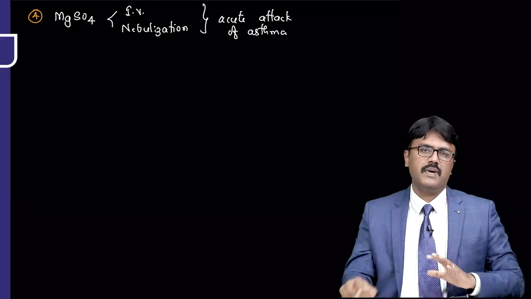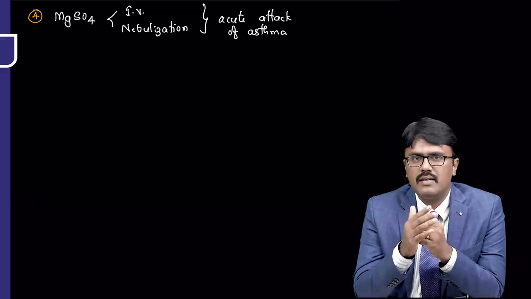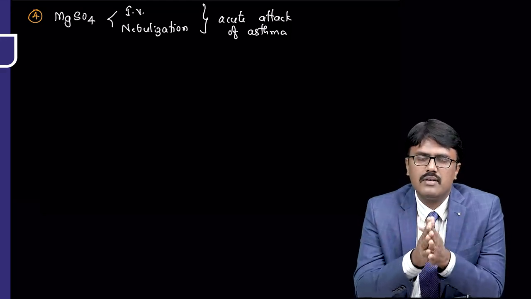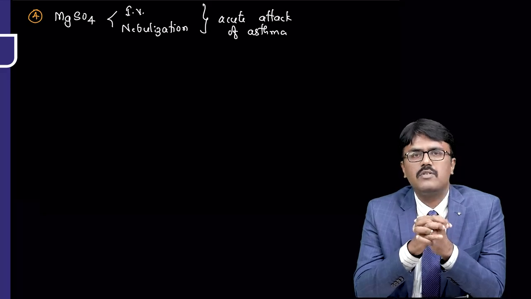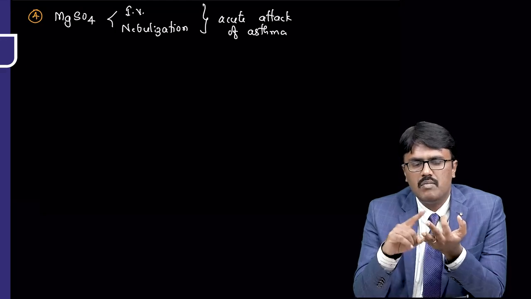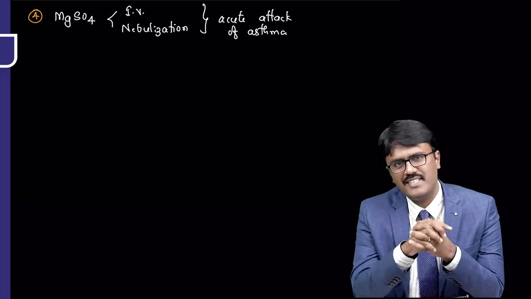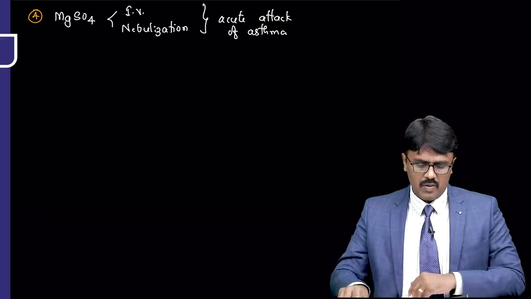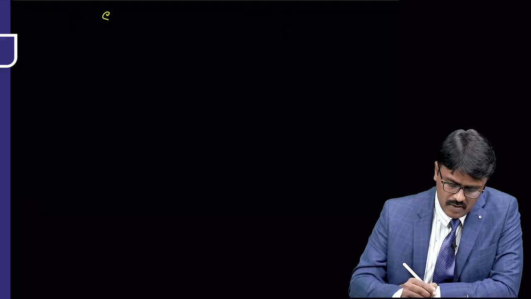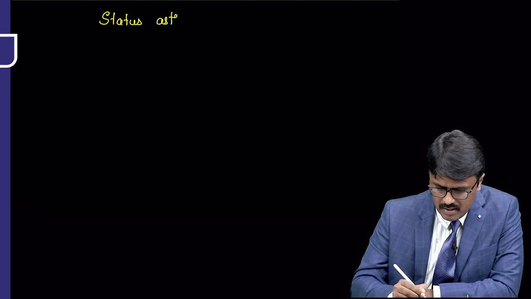So until now, I have explained to you what are the drugs for prophylaxis and what are the drugs for the attack of asthma. Prophylaxis I have explained. For acute attack, we use bronchodilators. Number 1, beta agonist, SABA and LABA. Muscarinic antagonist, SAMA and LAMA. Then methylxanthines and magnesium sulfate. These are the drugs. One more important emergency is something called status asthmaticus.